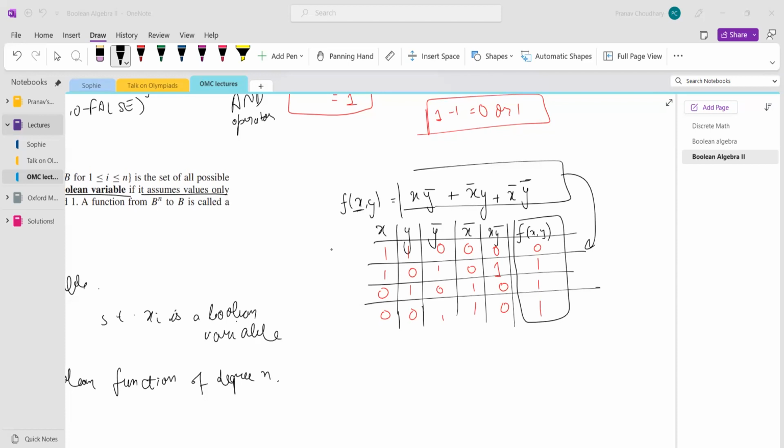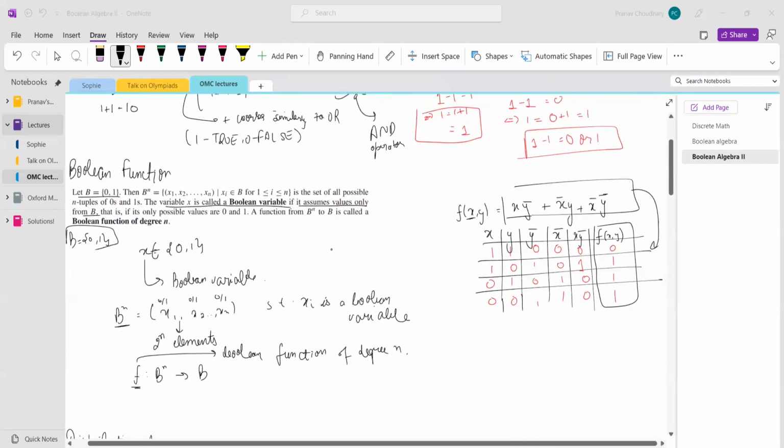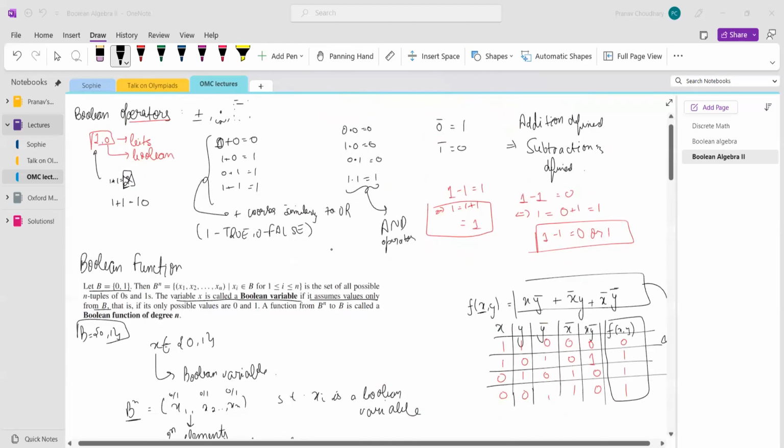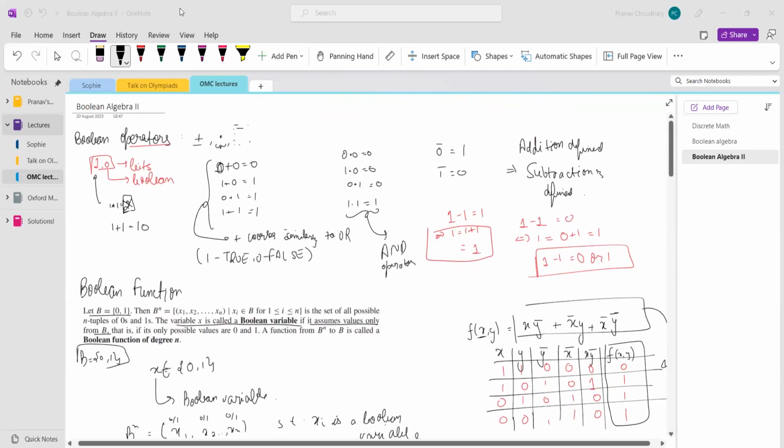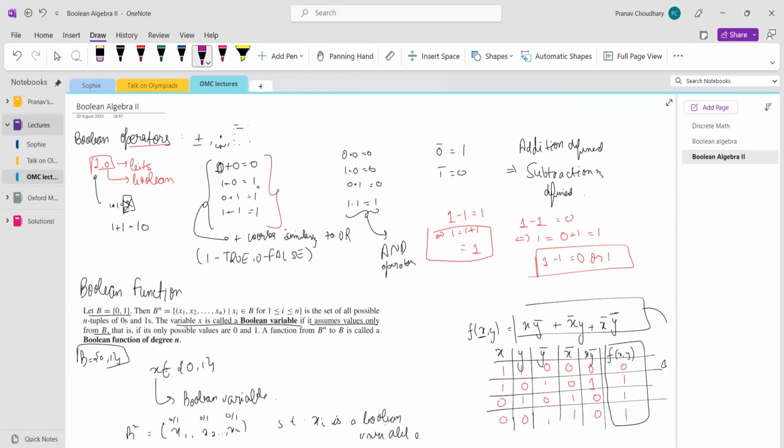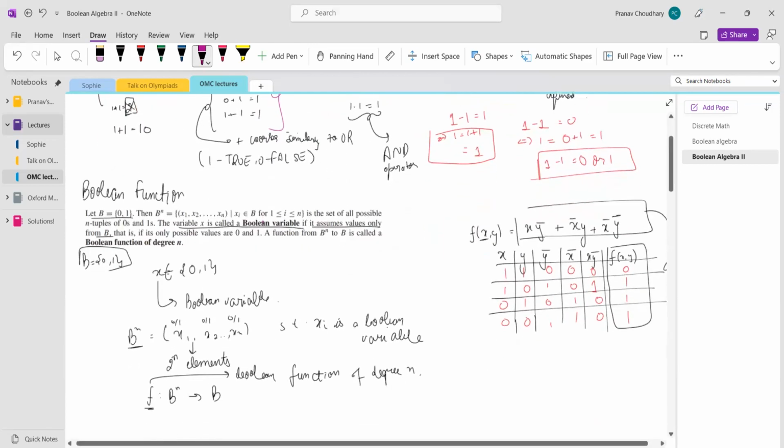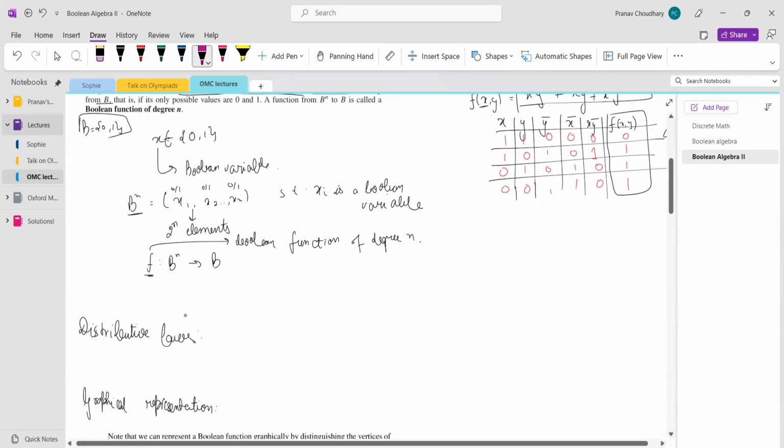Also, Shresh, you just joined, right? So I'll just quickly review. Yeah, I followed. Okay, nice. Yeah, just one thing that might be useful is the plus operator is defined this way: 0 plus 0 is 0, 1 plus 0 is 1, 0 plus 1 is 1, and 1 plus 1 is also 1. Yeah, cool. So this is what a Boolean function is.